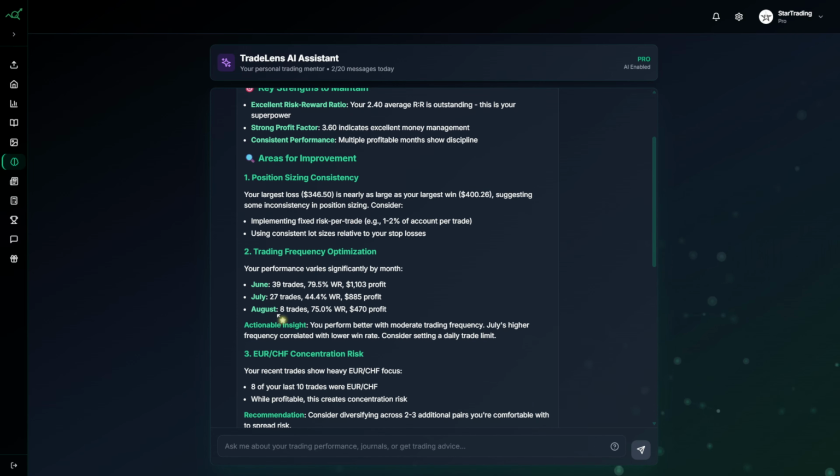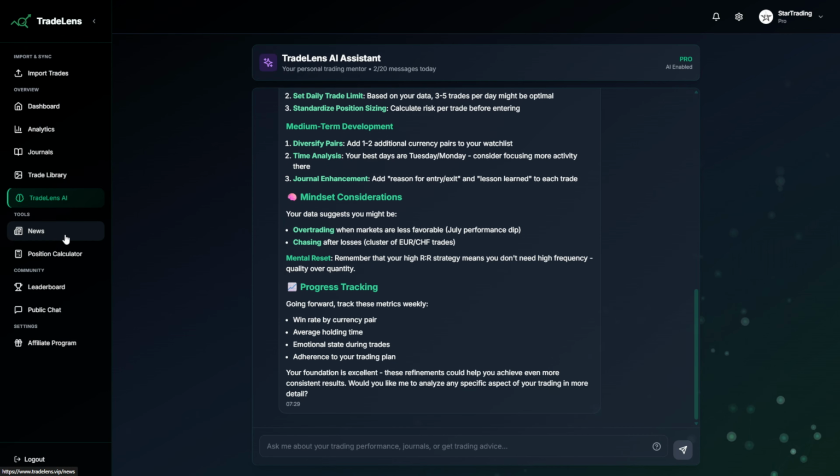Another thing is also I've only taken 8 trades on August. So what has led me to this significant amount of drop in my profits? So me as a trader, I'm going to go back onto the TradeLens journal and analyze the June and July for that matter, and from here on we're going to go onto the news.